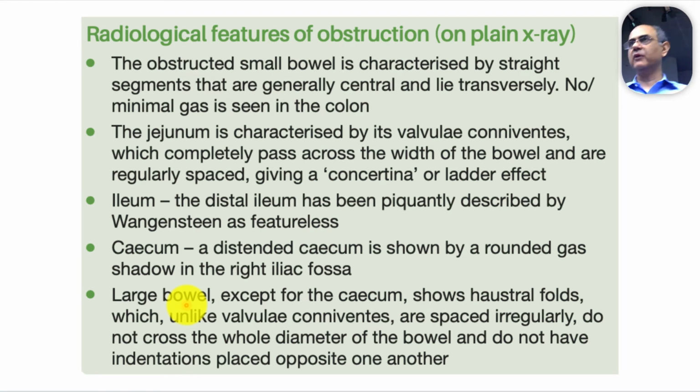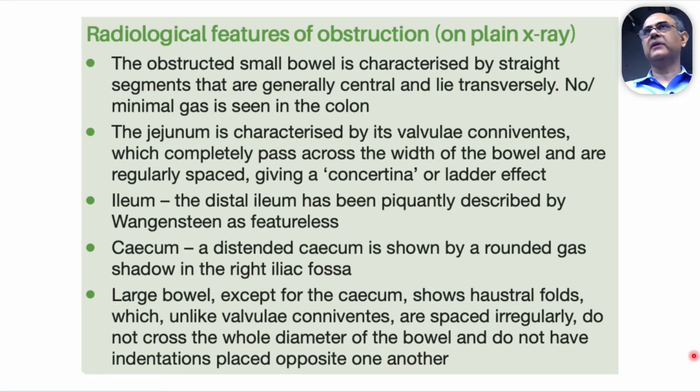Can anyone tell me what will be the characteristic features in a case of intestinal obstruction before I show you the X-ray? The proximal portion will have fluid, the proximal portion will have gas, and now there is stasis. What will happen? The gas and the fluid will separate, and there will be a sort of air fluid level.